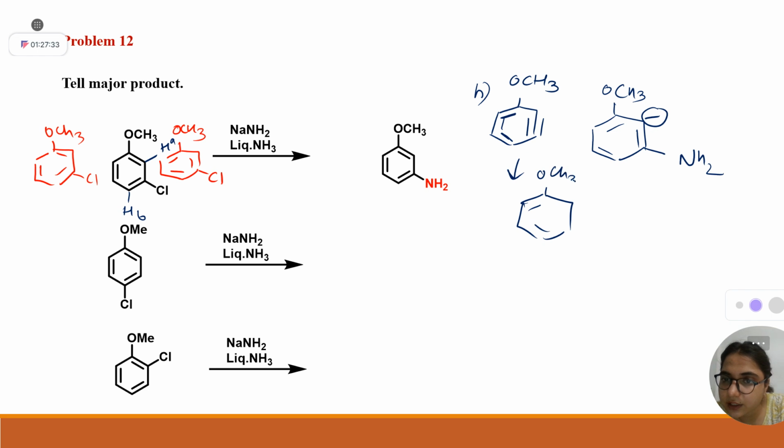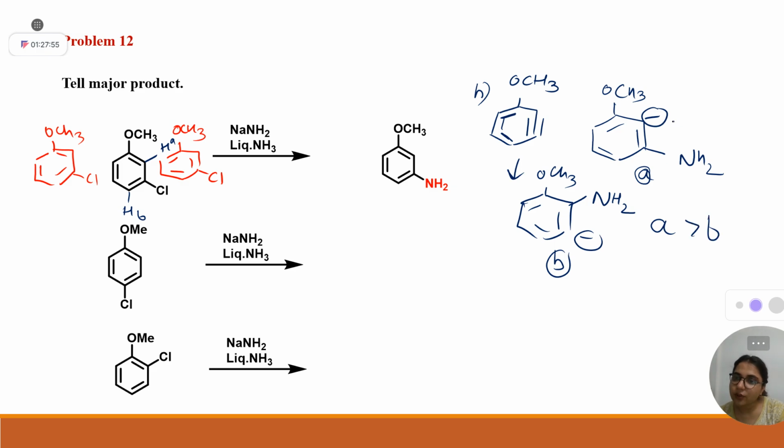OCH3, and another possibility is that the negative charge is here and NH2 is here, because NH2 is negatively charged. So the positive charge will be taken by your NH2. Now tell me, among structure A and B, which is more stable? A or B? A, due to the minus I effect of OCH3. Therefore, at last in workup, it will take H and you will get this product.